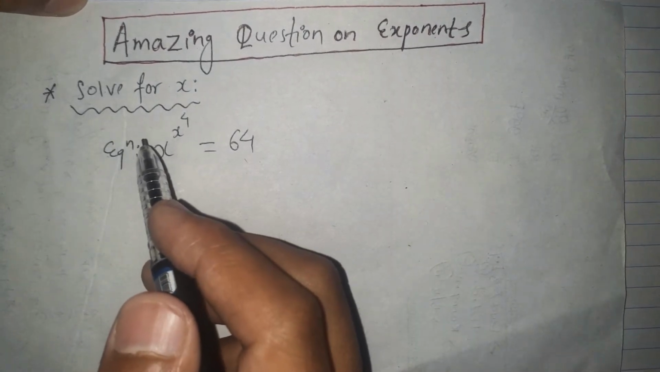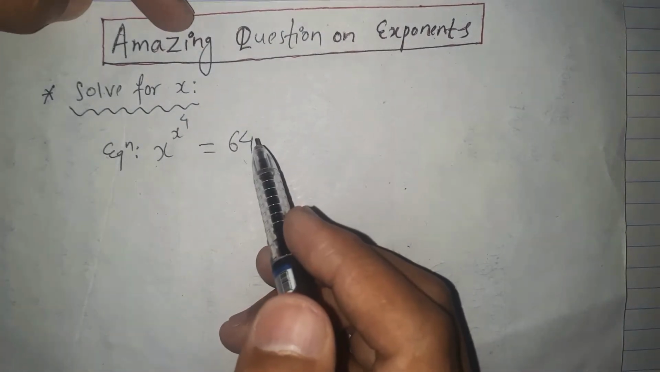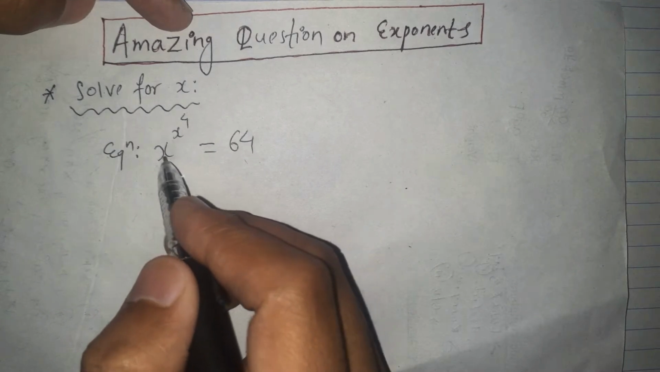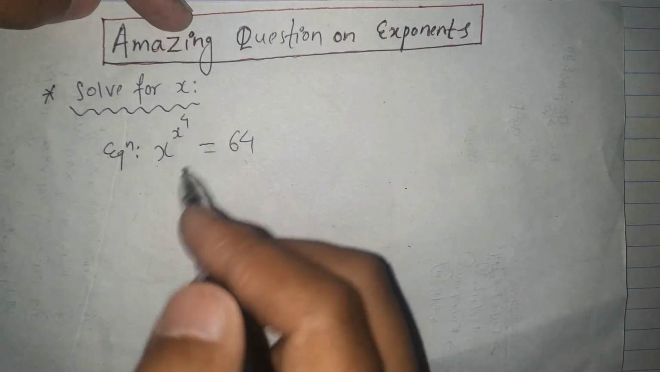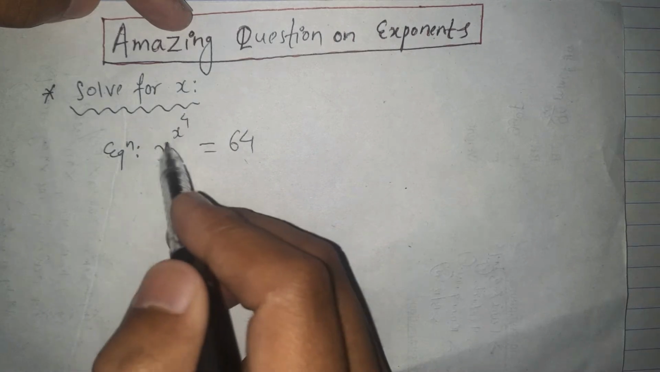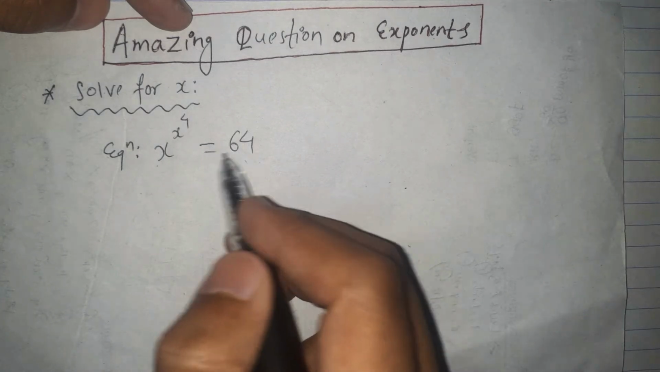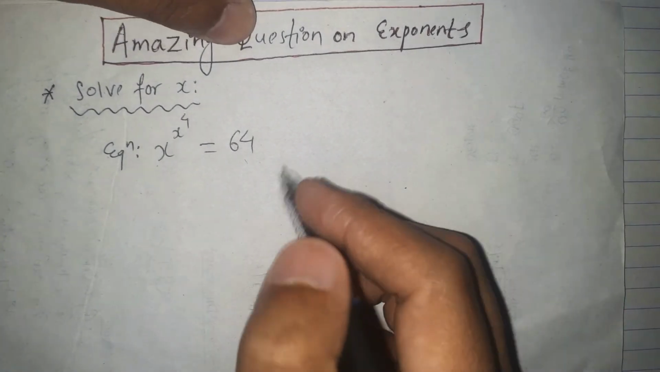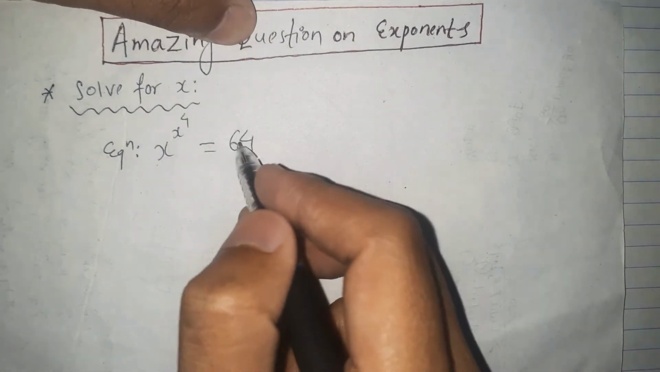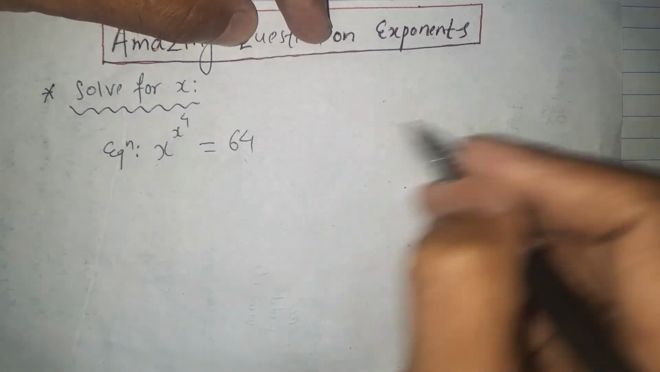Here I have taken a question. It is related to the topic exponents. Here the question is x raised to the power of x to the power 4, that is, the variable x is raised to the power of x to the power 4, and this is equal to 64. First of all, let's try to change this number 64 into a power of 4. Is it possible or not?